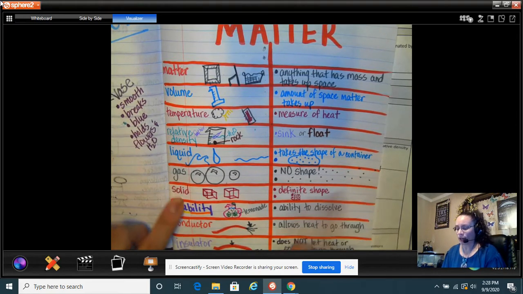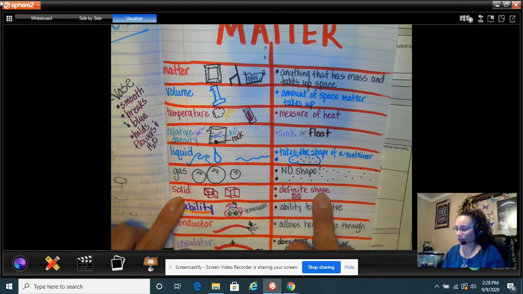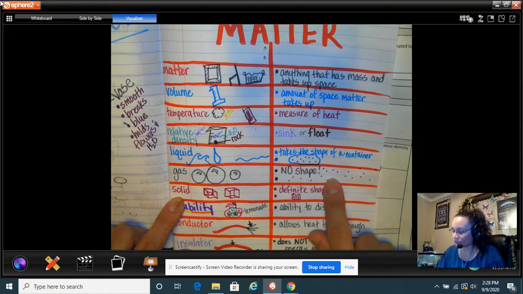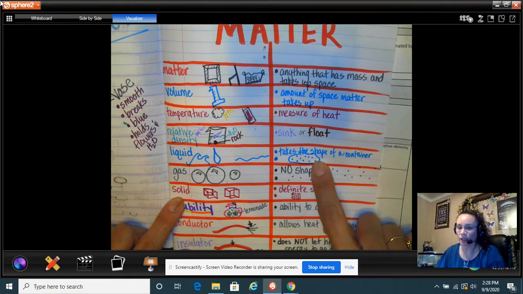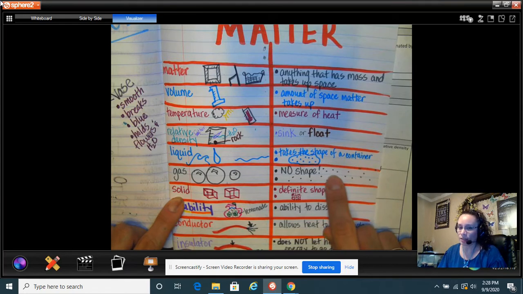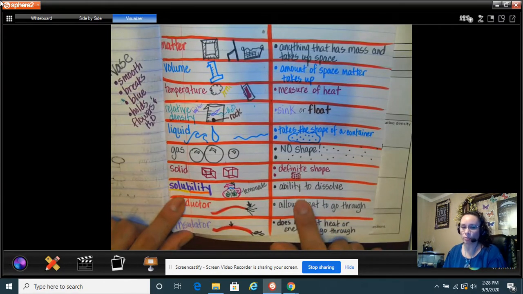Okay. Then I drew 2 cubes for the solid. It has a definite shape and the particles are tightly packed. Look at the difference between the particles of the solid, the particles of the gas, and the particles of the liquid. They're moving differently. Gas particles are going crazy. Liquid, not as crazy as a gas, and the solids are behaving themselves. They're tightly packed. Okay. The next word is solubility.